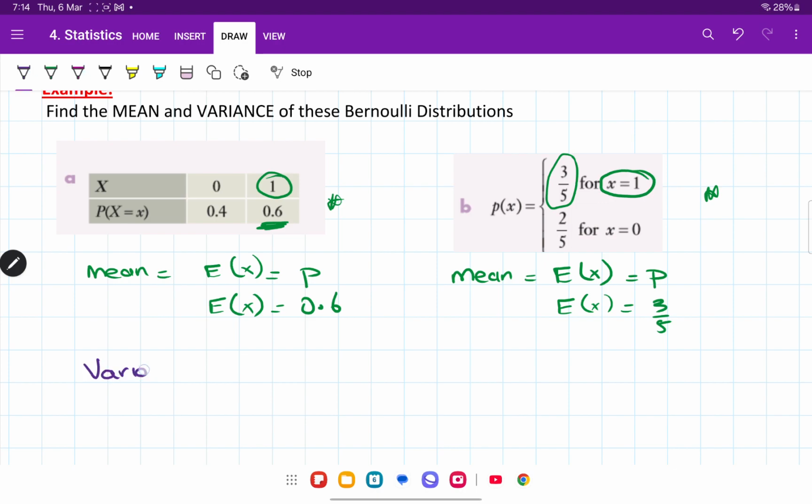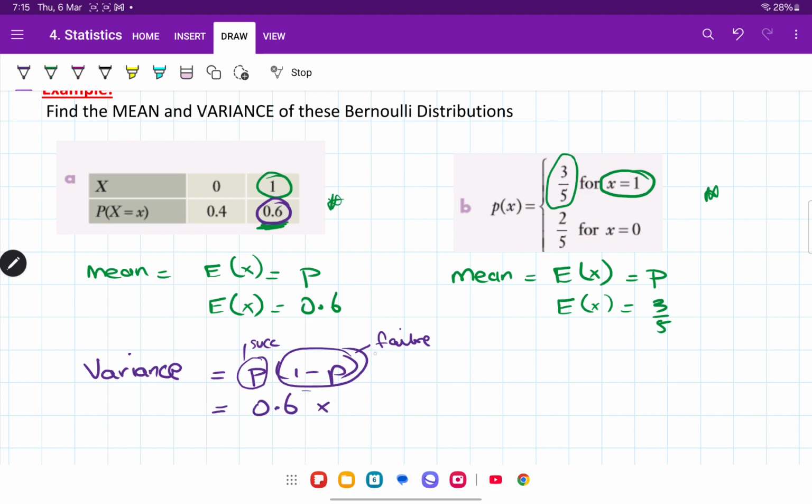Let's do our variance. Our variance, we found out, is p times (1 minus p). Now, remember what that is: that is the probability of success, and that is the probability of our failure. So that's pretty straightforward. What's the probability of success, which is 1? 0.6, times what's the 1 minus p, the probability of our failure? There it is, there's our failure, which is 0.4. So we've got 0.24.